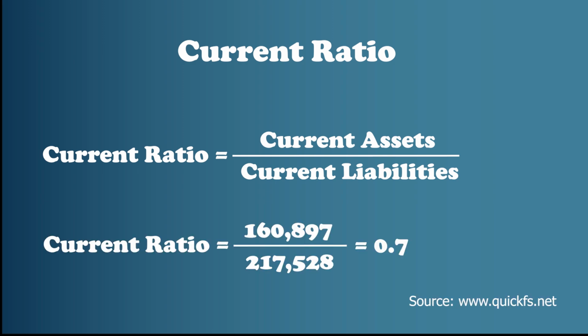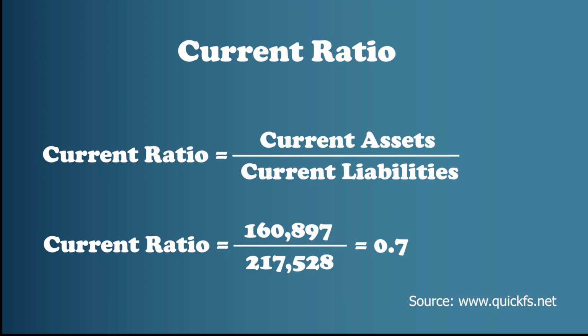We take 160,897 million and divide it by 217,528 million, and that gives us a current ratio of 0.7. This means that for every $1 of current liabilities, the company has 70 cents of current assets. A higher current ratio is therefore better than a lower current ratio.